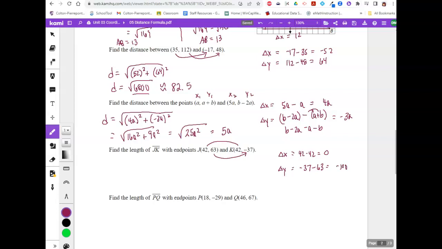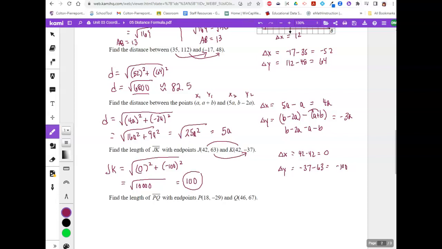All right, so let's apply the formula. The length of JK: the difference between the x's is 0, the difference between the y's is negative 100. We're going to square it. This is just going to be 100 squared, which is 10,000, and the square root of 10,000 is 100. So JK is going to be 100, and we just found the length. All right, so let's try this last one.